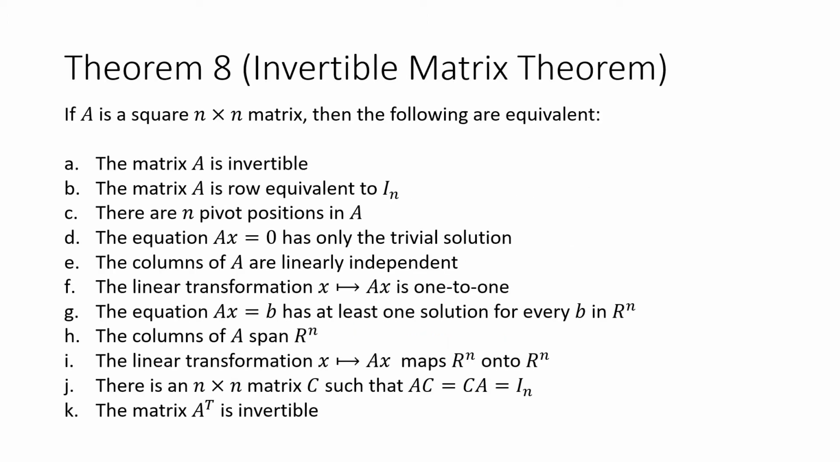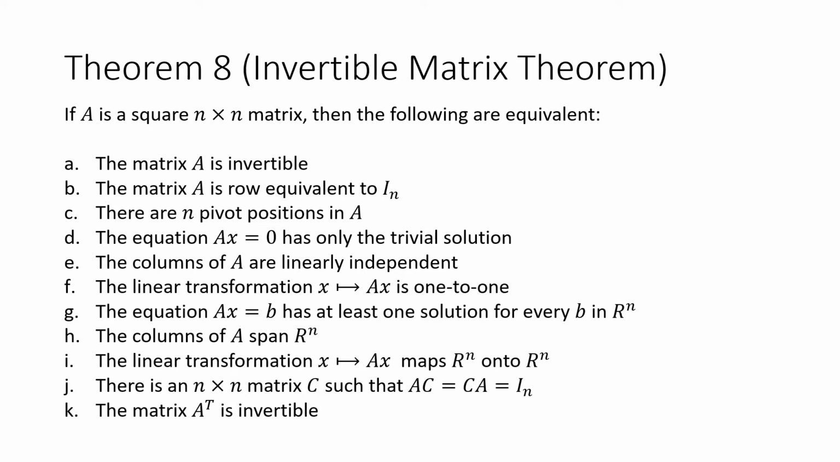This idea of pulling together all of the concepts we've seen so far is summarized in Theorem 8. This is a very important theorem to understand, and to understand the ideas behind it. Theorem 8 is called the invertible matrix theorem, and it says that if you start with a square n by n matrix, we have 11 things here. We've seen all of these ideas, but it says that all of these ideas are actually interchangeable. They all mean the same thing. So it's called the invertible matrix theorem.